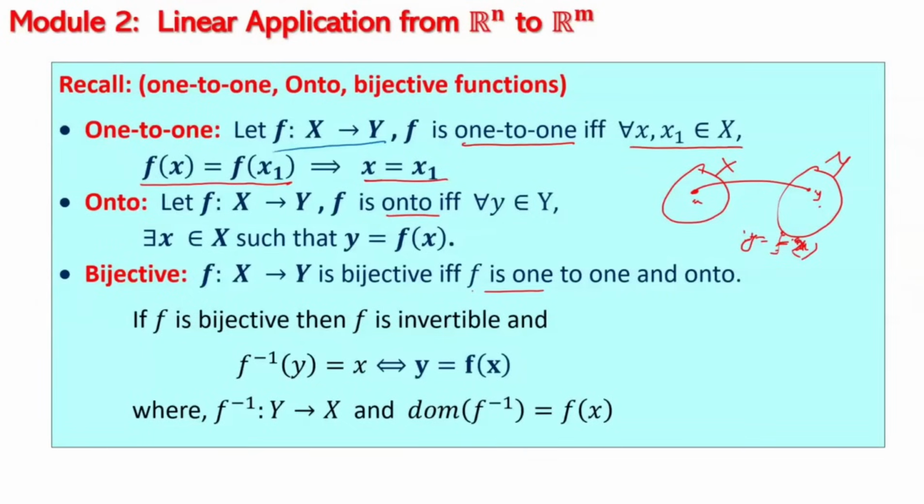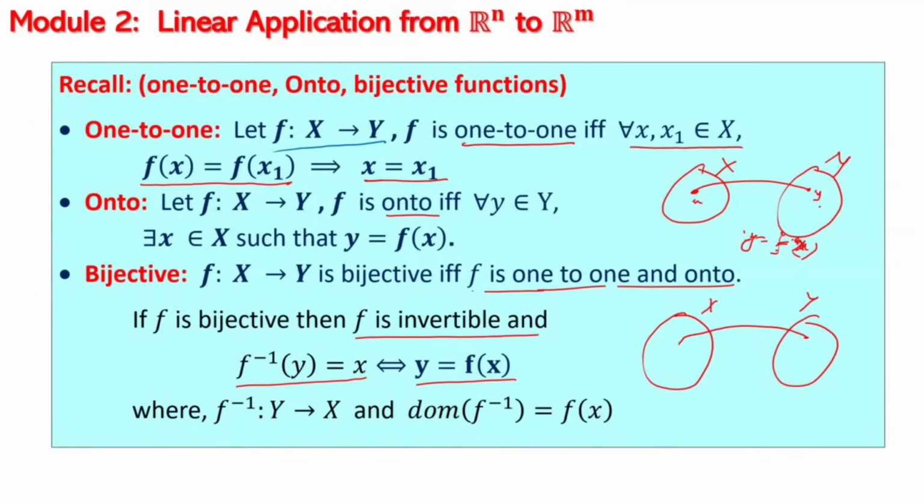And bijective: if it is one-to-one and onto, then it is known as a bijective function. If it is bijective, then it is invertible, and f inverse of y is equal to x if and only if y equals f(x). So if it is bijective, then each x goes separately to a y. Then we call it invertible, and the inverse function is given like this: f inverse of y equals x.